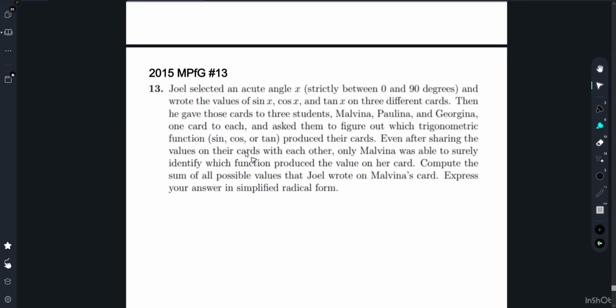Hello guys, today we're going over the 2015 Math Prize for Girls problem 13. So Joelle selected an acute angle x strictly between 0 and 90 degrees and then wrote the values of sin x, cosine x, and tan x on 3 different cards.